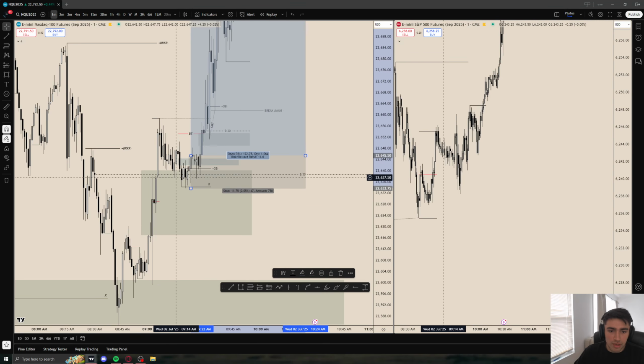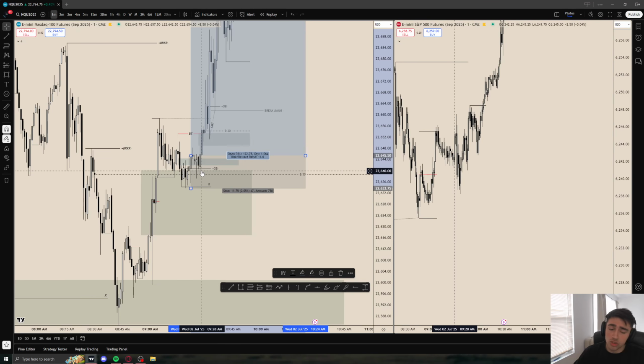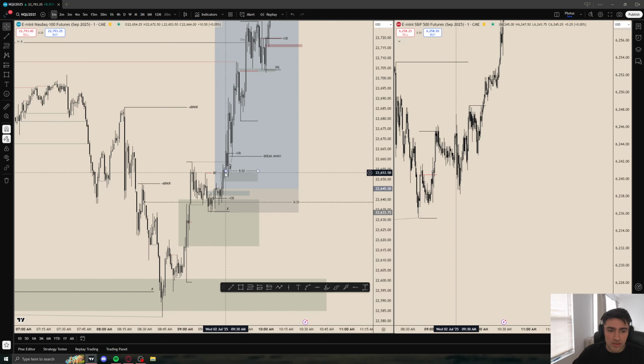So the 1-minute, again, we came into the 5-minute. We swept sell side liquidity. 1-minute inverse. I put my stop at the low. I know it's before 9:30, so I lowered my risk. And then I went break even at the internal.